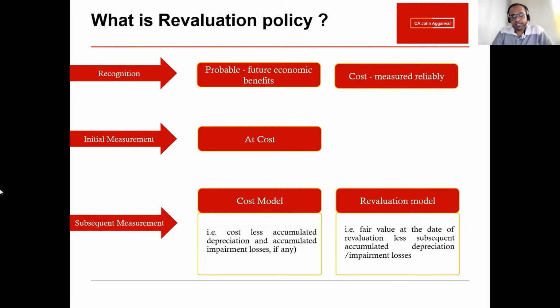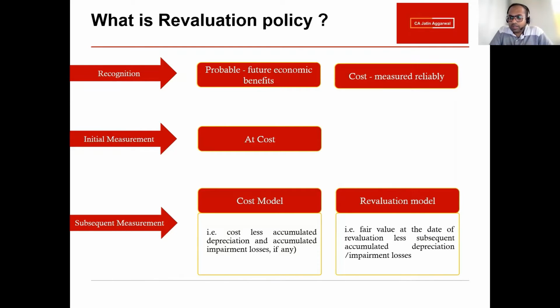As far as recognition is concerned, there are two conditions that need to be satisfied. I commonly remember this as PC, which is not personal computer, but probable that future economic benefits will flow to the enterprise, and the cost of that particular asset can be measured reliably. If these two conditions are satisfied, my asset can be recognized in my balance sheet, right? And on day one, at what value are we supposed to recognize this asset? Mandatorily, it has to be at cost only, right?